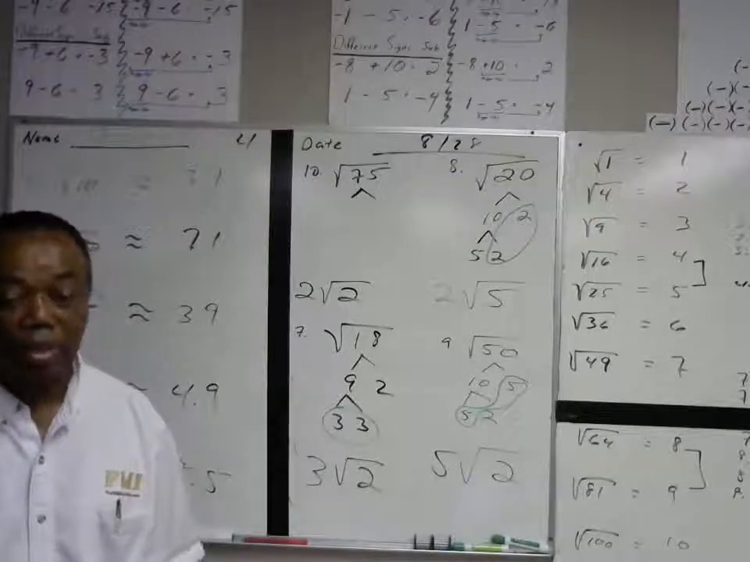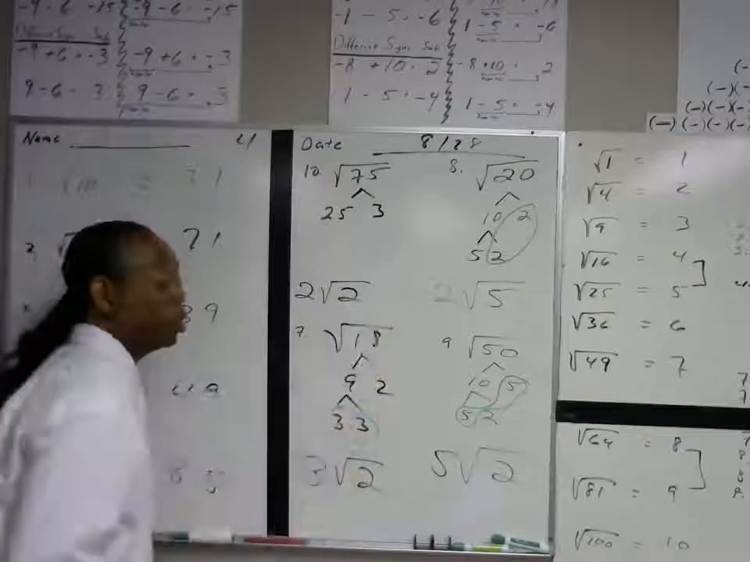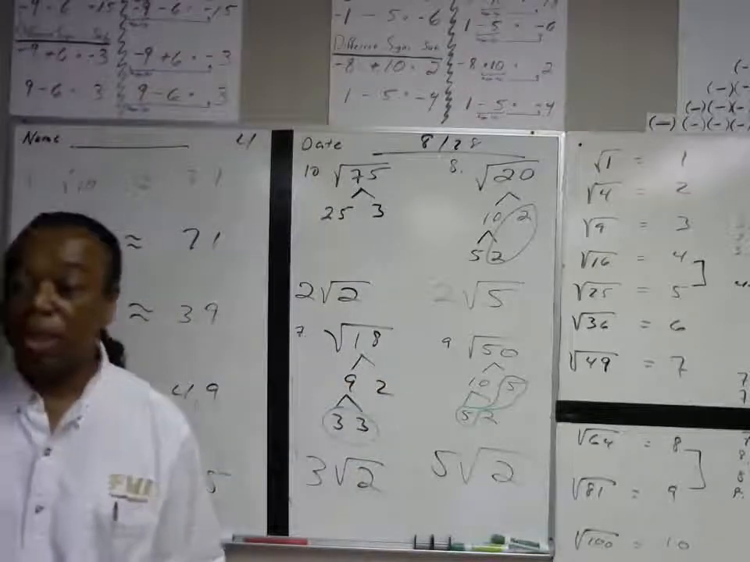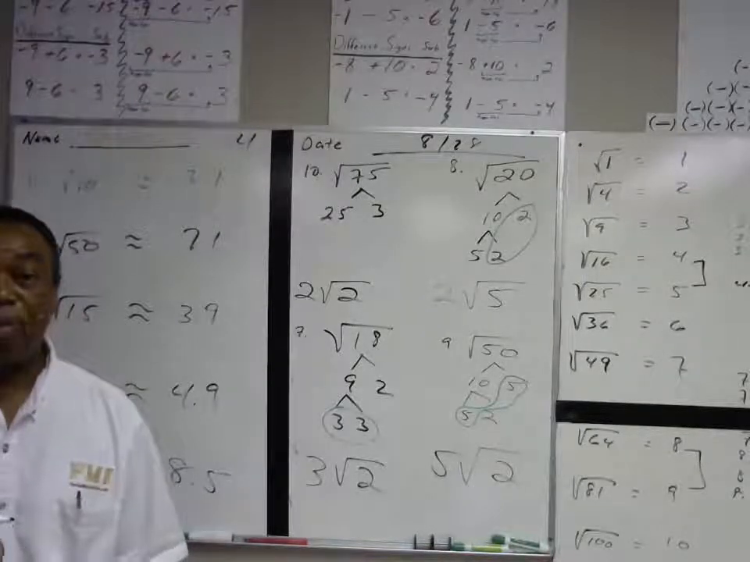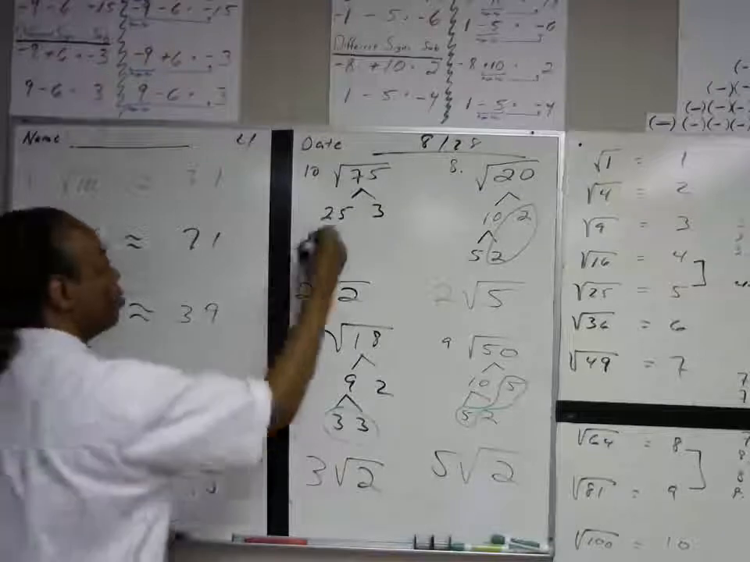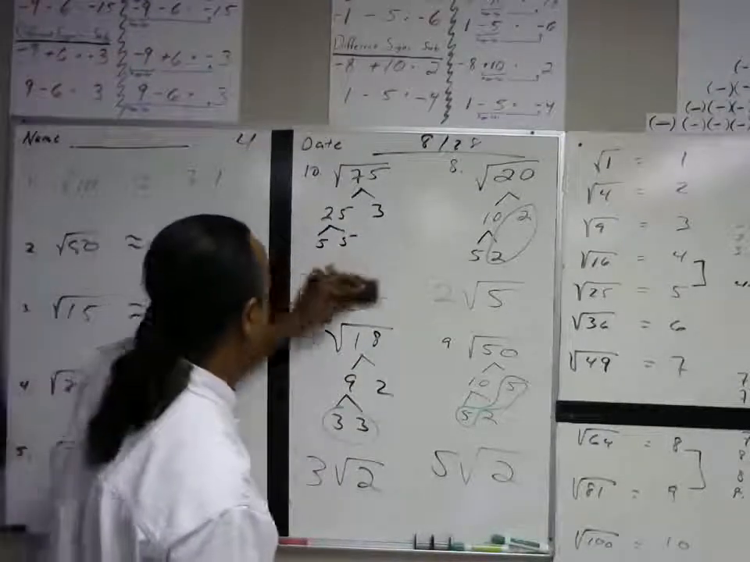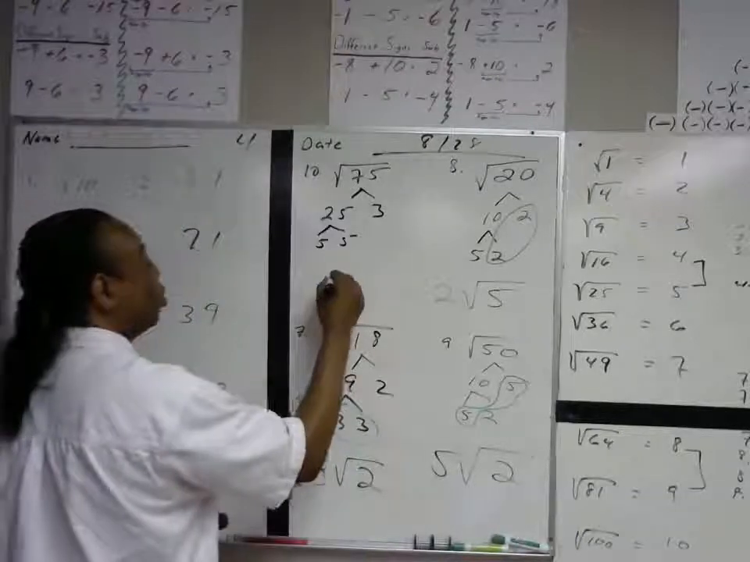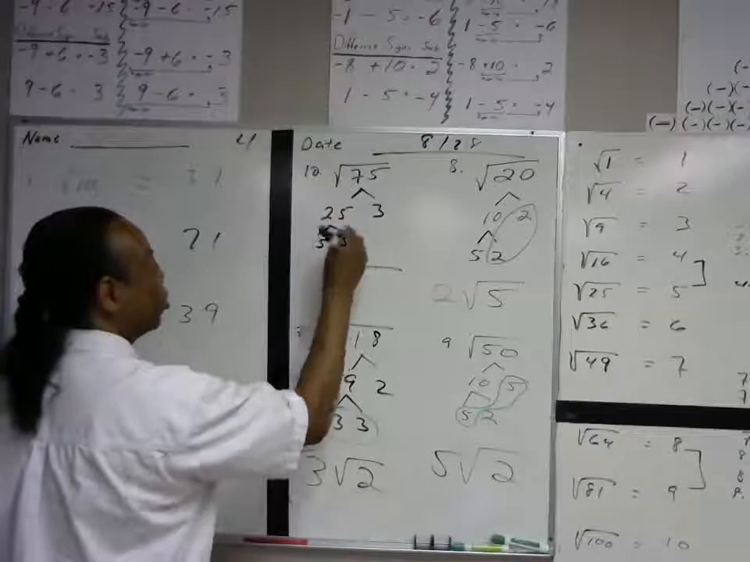Times 3. Yes, very good. 25 times 3. Very good. So far, so good. 5 and 5. 5 and 5, yes. Okay, we got it. So now we get the root ready and we circle our pairs.